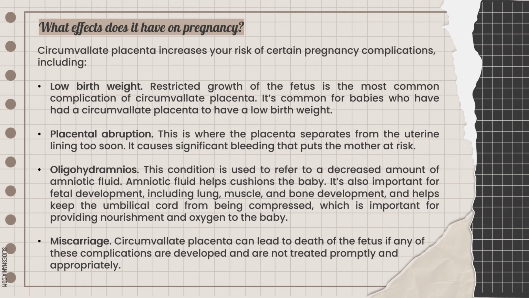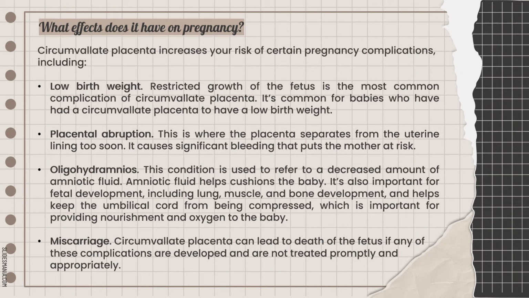What effects does it have on pregnancy? Circumvallate placenta increases your risk of certain pregnancy complications, including low birth weight. Restricted growth of the fetus is the most common complication of circumvallate placenta. It's common for babies who have had a circumvallate placenta to have a lower birth weight. Placental abruption. This is where the placenta separates from the uterine lining too soon. It causes significant bleeding that puts the mother at risk.